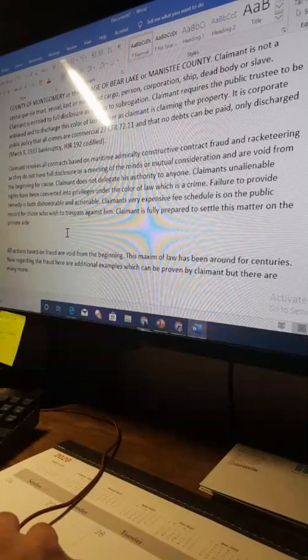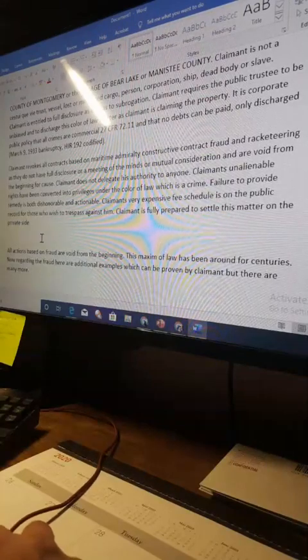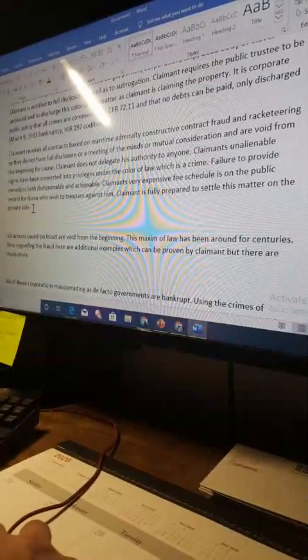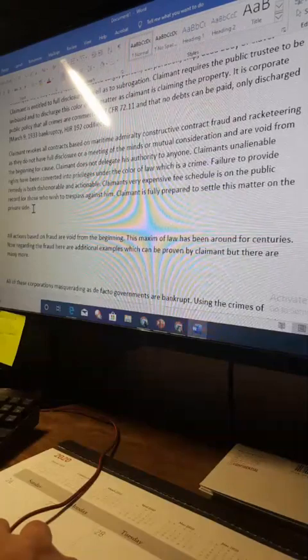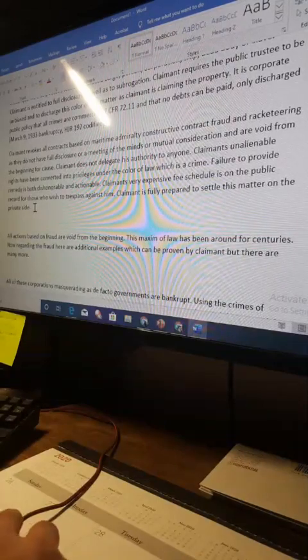Claimant is fully prepared to settle this matter on the private side. Notice how he's not arguing any facts or would-be facts of the case. Because there's no controversy, it's basically a conditional acceptance.